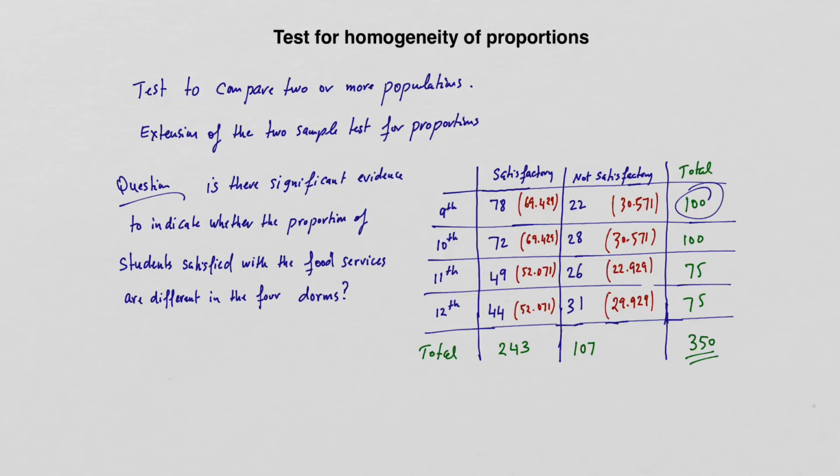Notice these two are the same, even though these two are not the same, because the 100 didn't change, and the 243 didn't change, and the grand total didn't change. So even though these are different, these expected values turn out to be the same because the grand total was the same. Okay, same thing here. These two turn out to be the same because 75 didn't change. And 243 of course didn't change, and therefore the 350 didn't change. So that's how you get the red ones very quickly.